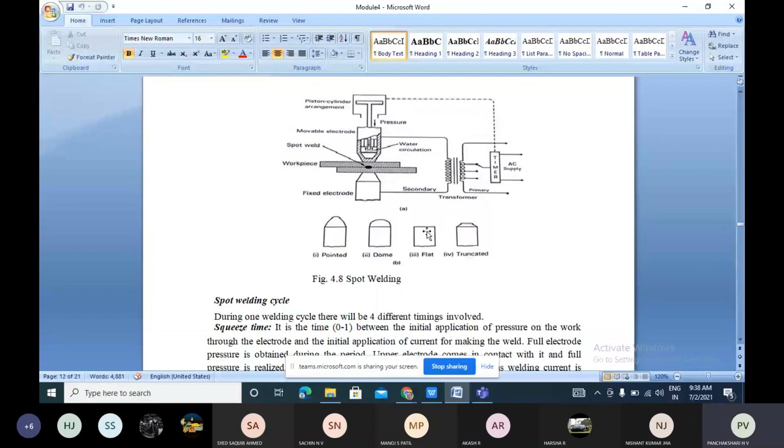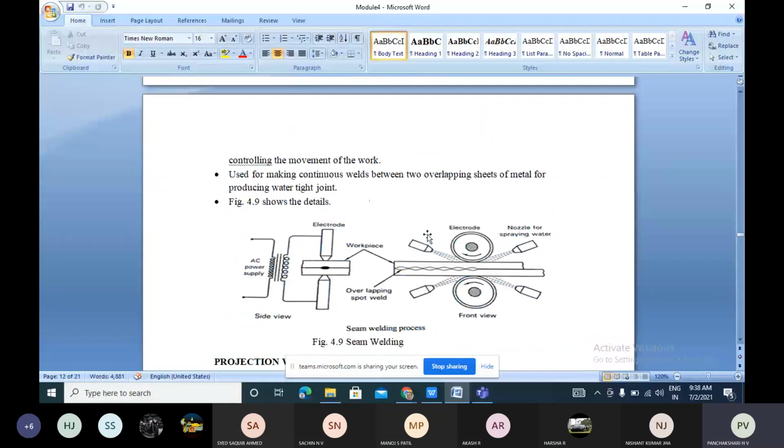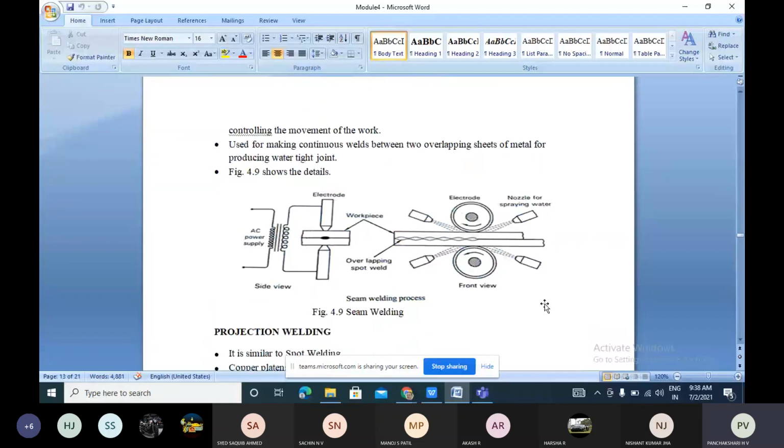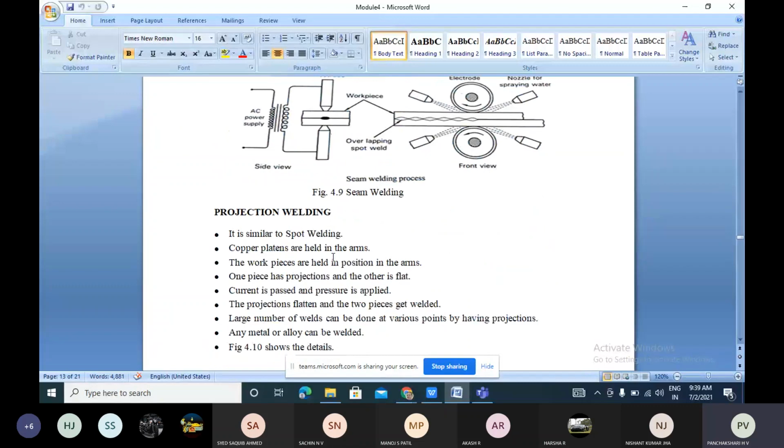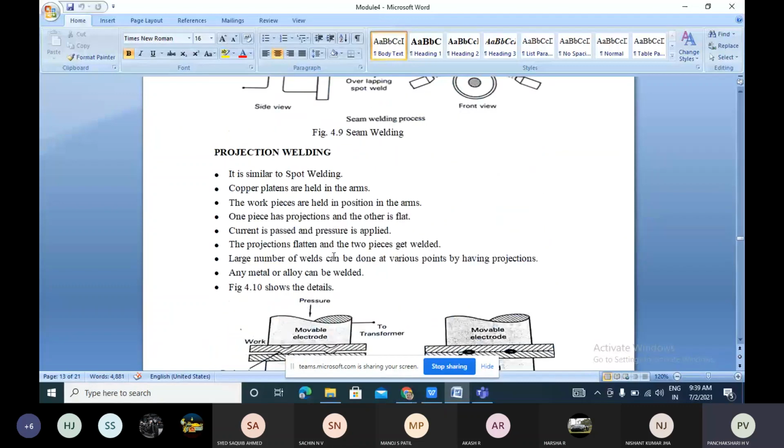The spot welding cycle is already studied. Seam welding is over. See how seam welding is carried out with the help of this diagram. This is seam welding, a continuous welding operation. Projection welding is similar to spot welding. Copper plates are held in arms, and arms are nothing but the two electrodes.